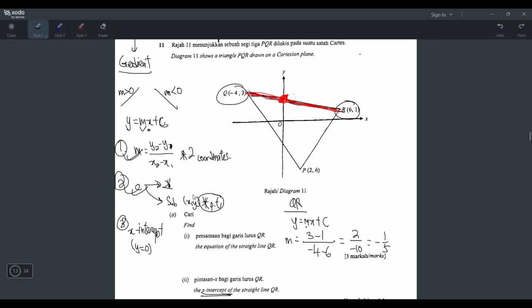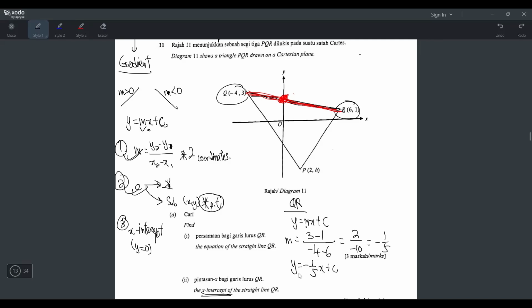We have to use the second method, which is to sub in the point. But when you sub in, you have to make sure you have the m. So you already have the m actually. The m is negative 1 over 5, right? So y equals negative 1 over 5 x plus c. The only thing you need now is the c. But do you agree, if you want to find c, you need to have x and y? Yes, right?